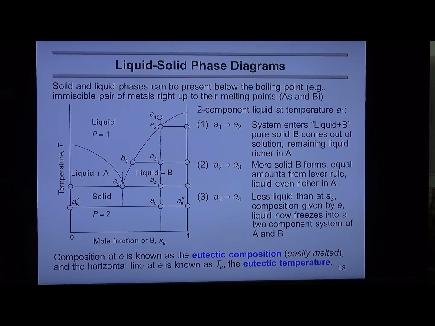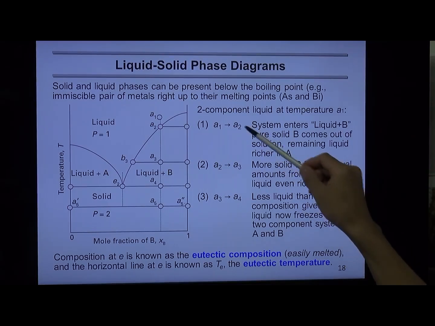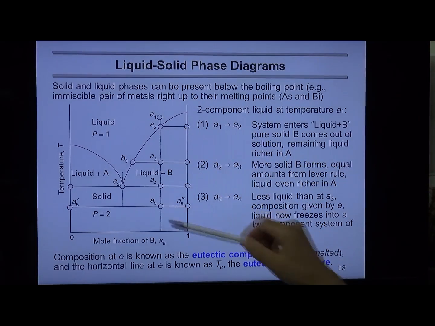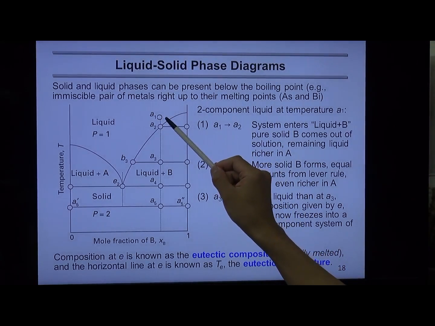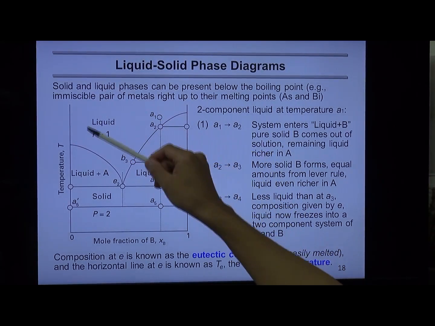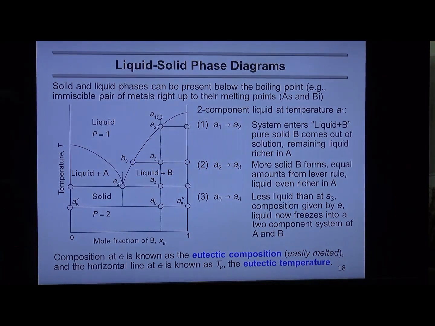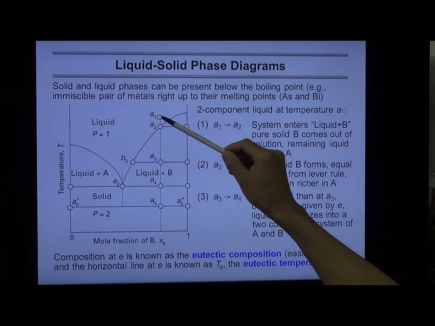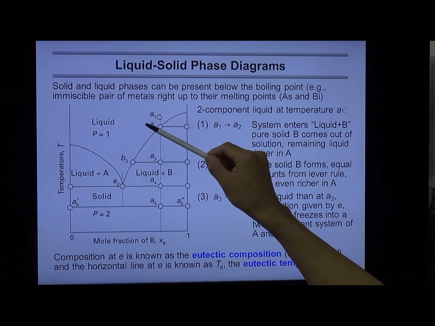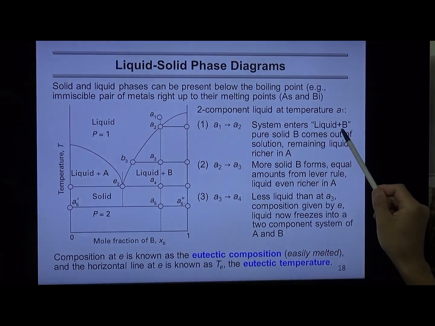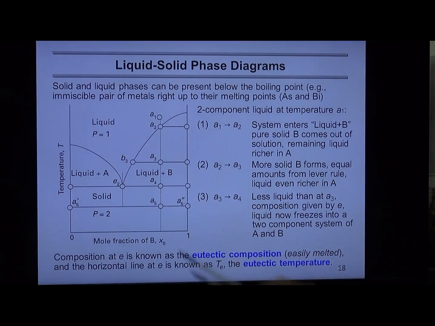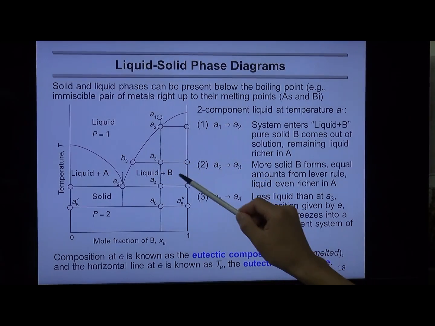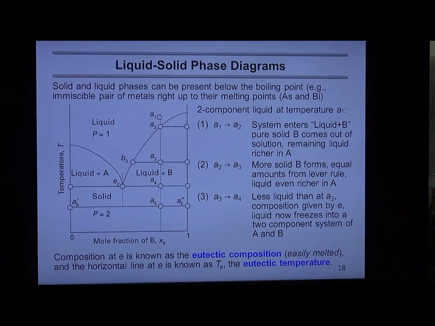Okay, let's interpret the behavior of lowering the temperature. What happens? Let's follow this transition from A1 to A5. At A1, at relatively high temperature, only liquid phase is present, right? A and B are completely mixed together. We lower the temperature to A2. Then the system enters the liquid plus B phase here, which means that there is liquid mixture and some B. Solid B comes out of solution.